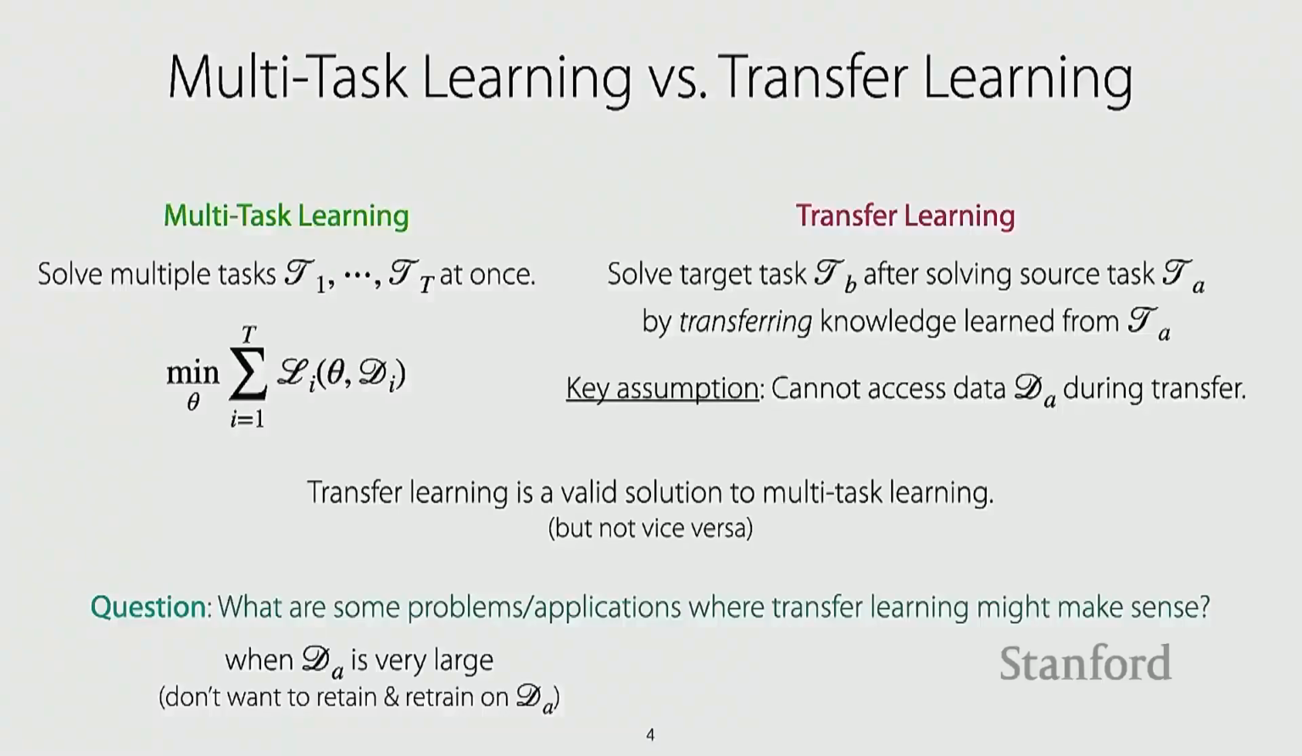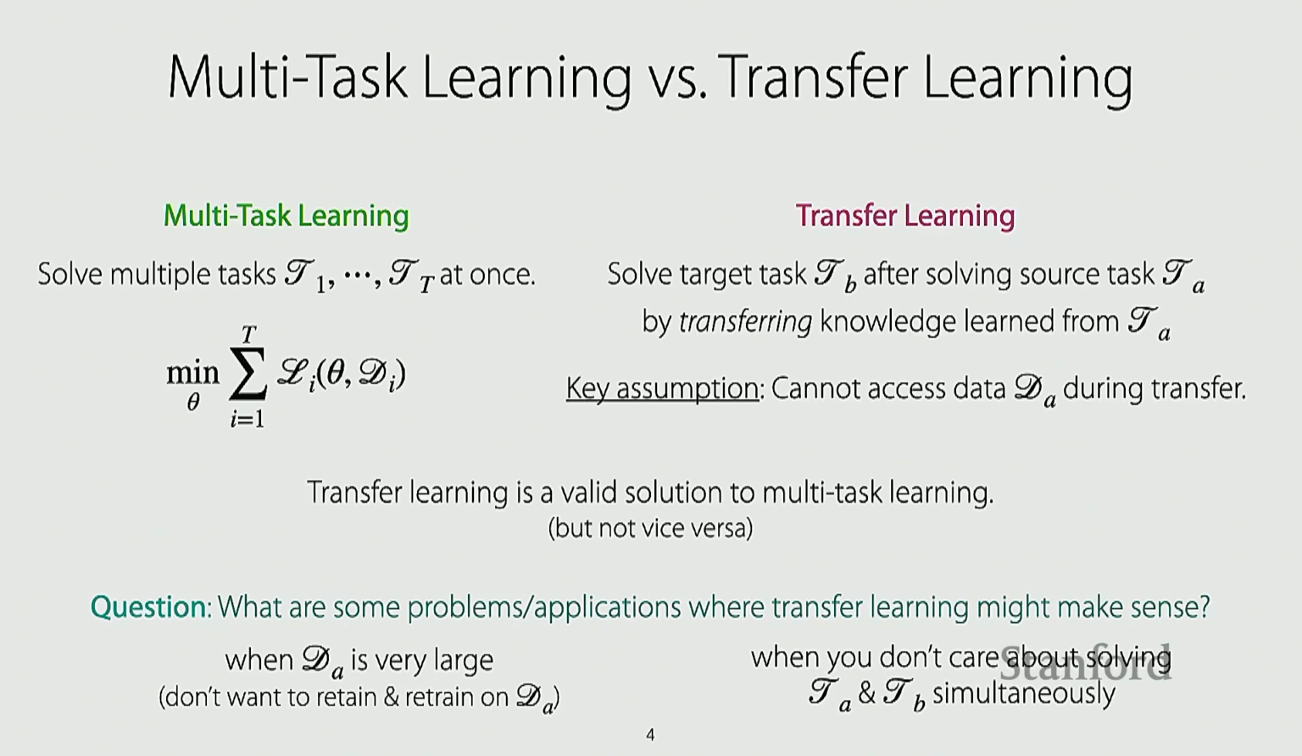Okay, so this is actually one of the examples that I put up on the slides: if your source data set is very large, you don't want to have to retain and retrain on this source data set every single time you want to solve a downstream target task. And then another scenario where it might make sense is maybe you don't actually care about solving both A and B. For example, maybe A is self-supervised, or maybe it's some previous image classification task that you no longer care about, and you really want to focus on this target task B. Then this transfer learning scenario can make sense because it allows you to leverage the knowledge from task A without necessarily having to solve task A.